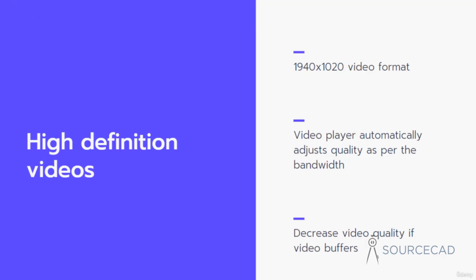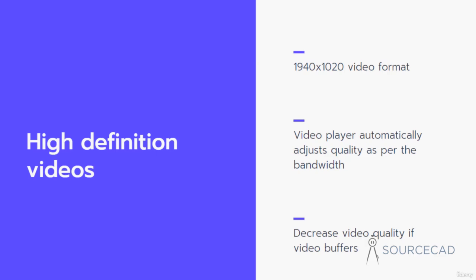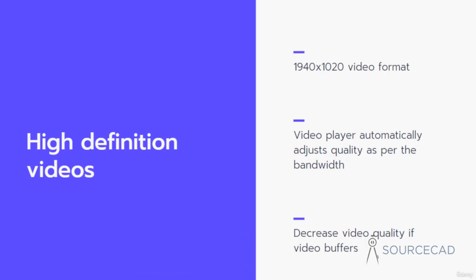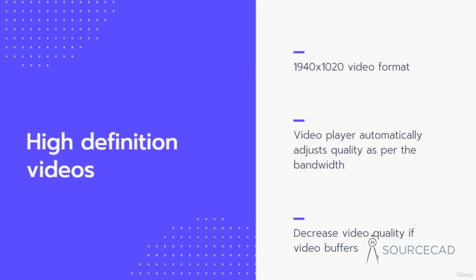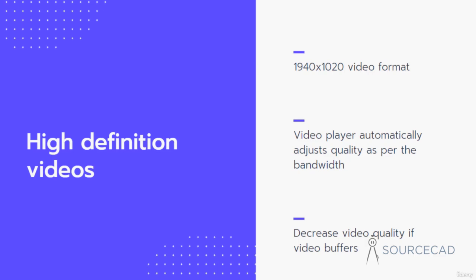Now the quality of video adjusts automatically as per the bandwidth of your internet connection. So if the bandwidth is slower, it will automatically decrease the quality to give you a smooth playback performance. All the videos in this course are recorded in 1940 by 1020 high definition format.